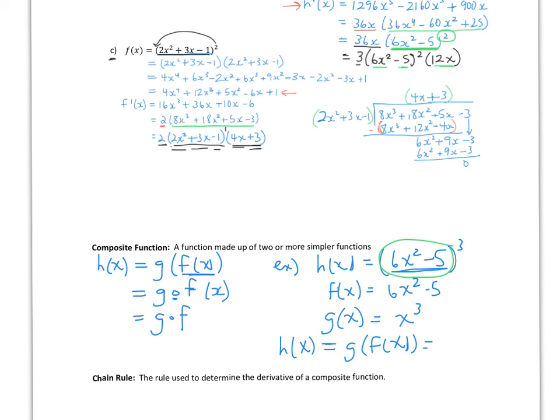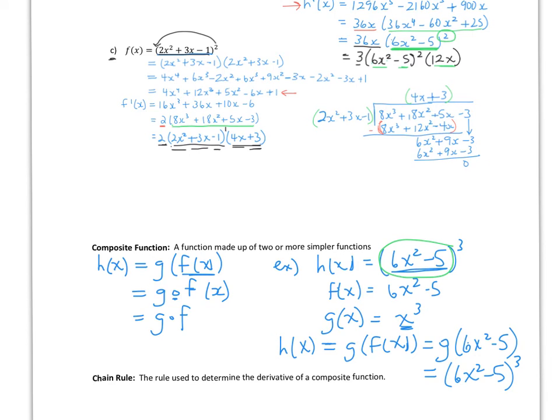My iPad can't keep up with me, which means my g of x, that would be g of 6x squared minus 5. This reaches back into some 3 unit stuff that we did way back in the day. That's my f of x. So that means where I have x in g of x, I'm going to replace that x with the 6x squared minus 5. And that gets cubed.